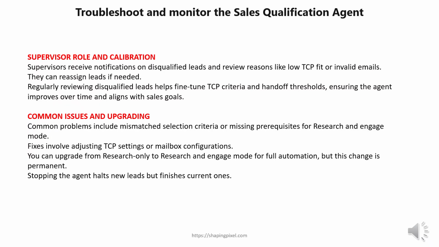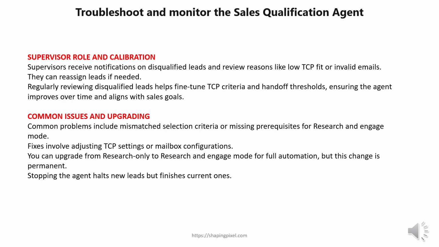Supervisor role and calibration. Supervisors receive notifications on disqualified leads and review reasons like low TCP fit or invalid emails. They can reassign leads if needed. Regularly reviewing disqualified leads helps fine-tune TCP criteria and handoff thresholds, ensuring the agent improves over time and aligns with sales goals.